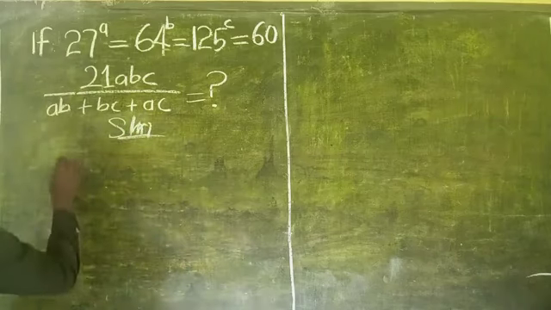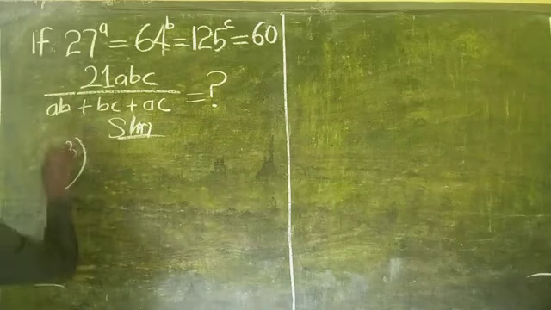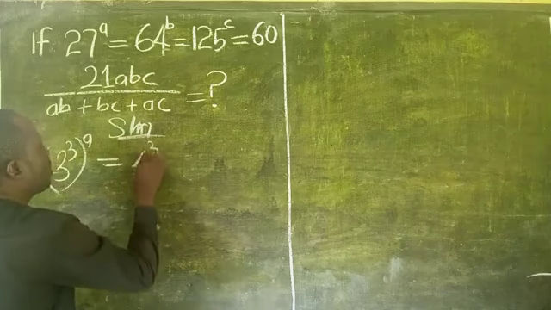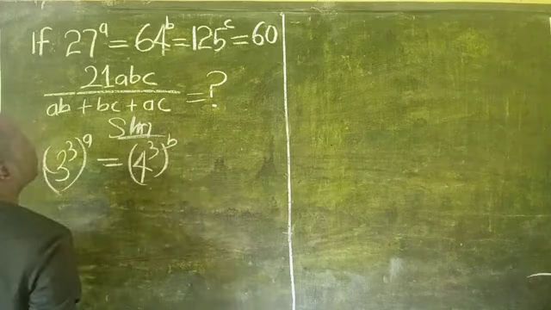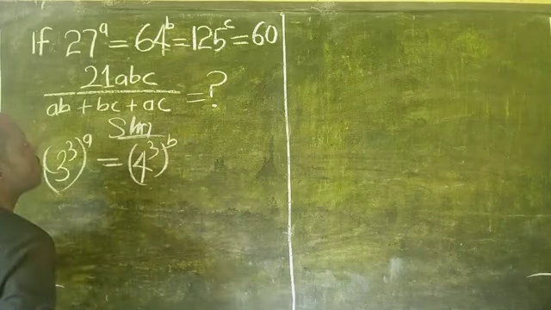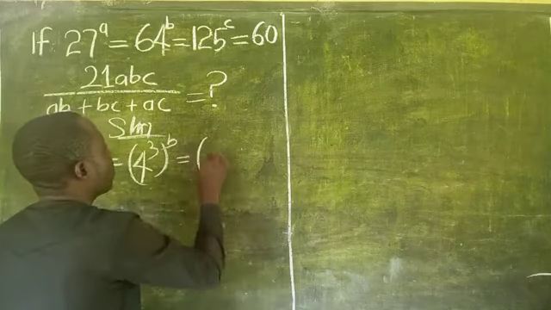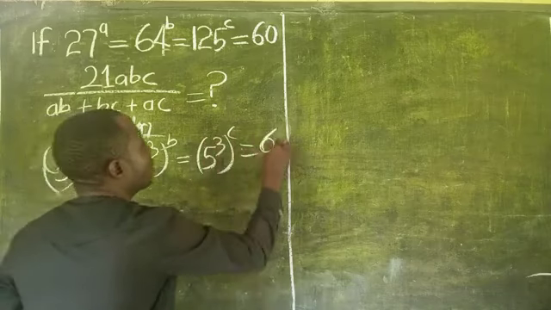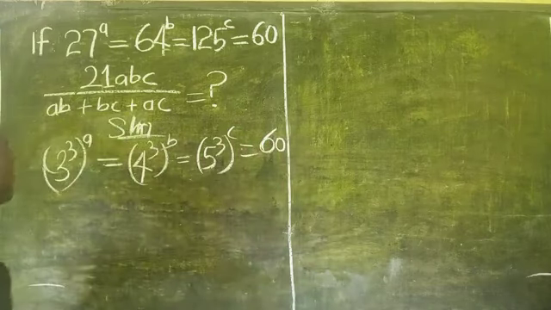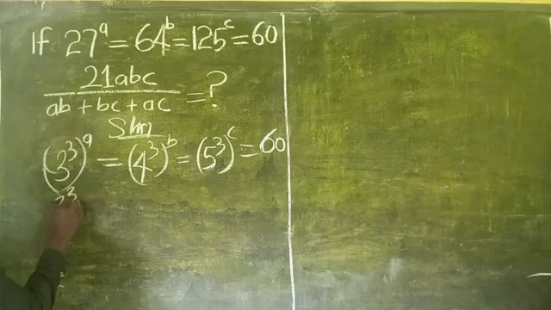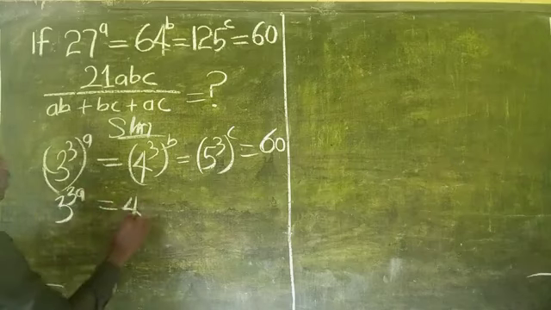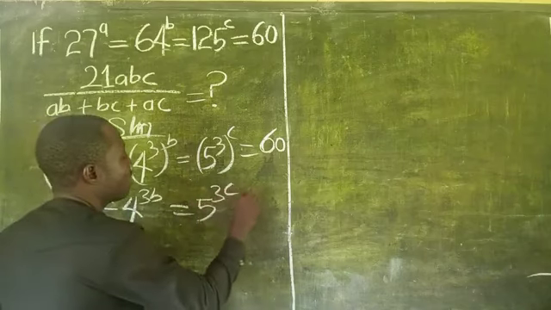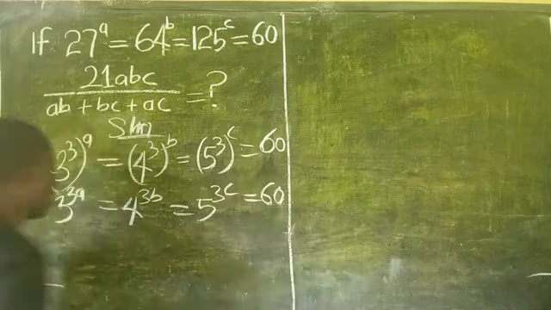27 can be written as 3 raised to power 3, so 3 raised to power 3 raised to power a equals, and this 4 raised to power 3 raised to power b. 64 is 4 times 4 times 4, and 5 raised to power 3 raised to power c equals 60. So this can be 3 raised to power 3a equals 4 raised to power 3b equals 5 raised to power 3c, all equal to 60.